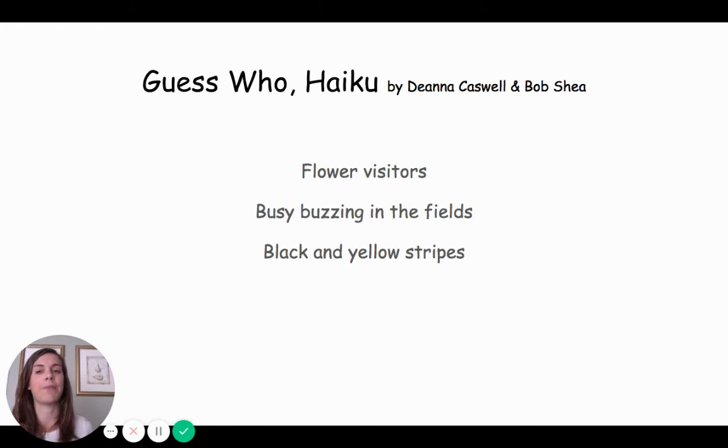Another fun type of haikus are guess who haikus. Let's read this one and see if we can figure out what the haiku is about. Flower visitors, busy buzzing in the fields, black and yellow stripes. Who is this poem about? Yes, it's about a bee.